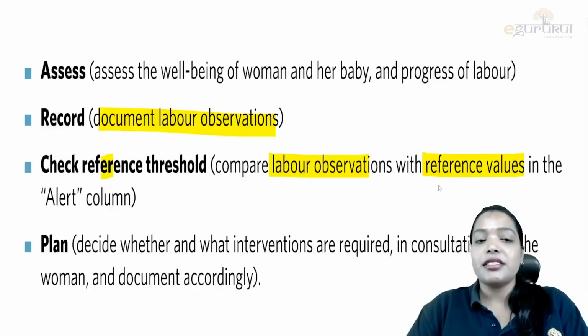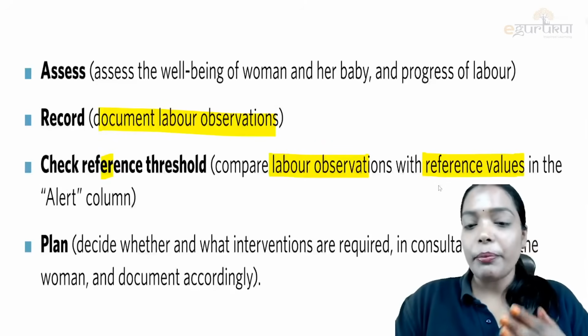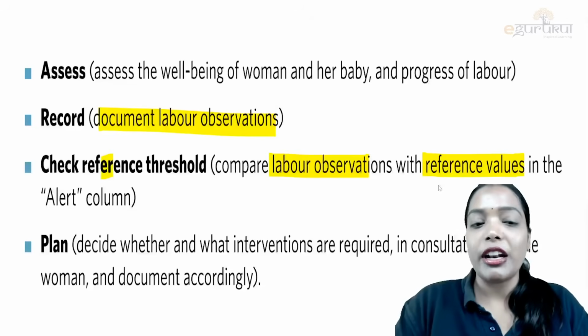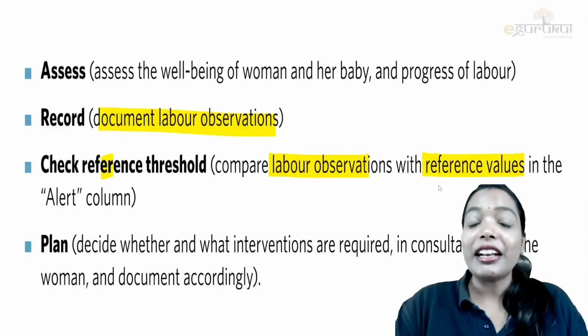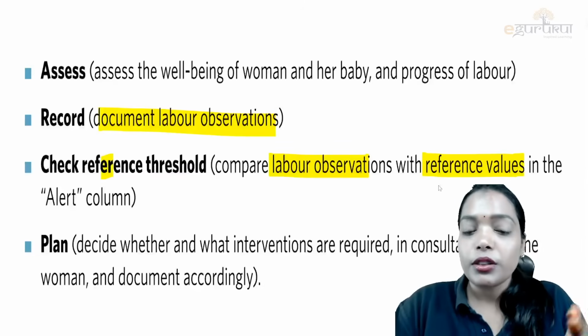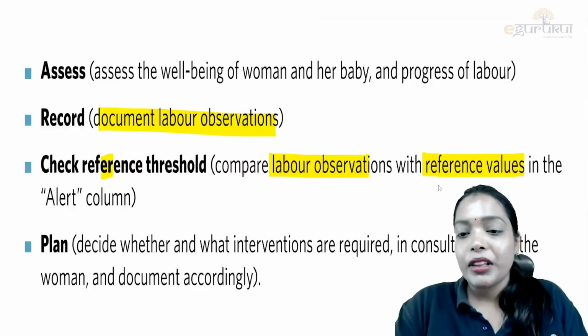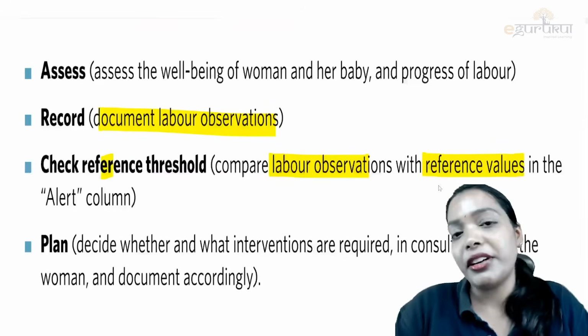So you have to assess, you have to record, and you have to check the reference threshold. So compare the labor observations with the reference values in the alert column, and then you have to plan accordingly what you want to do. So decide whether and what interventions are required along with the woman, and then document it accordingly.